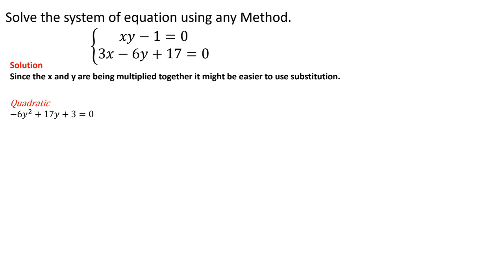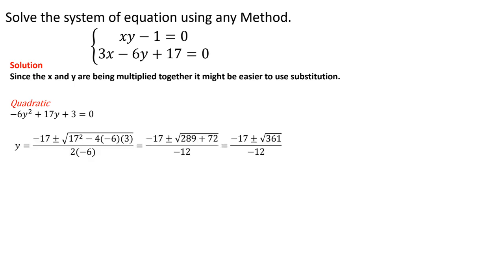Okay, so now we're going to solve for y, and we see that we have a quadratic again. So we have a negative 6y squared plus 17y plus 3 is equal to 0. Again, let's go ahead and use our quadratic equation to solve for that y variable. And we see that we have two solutions again, when we are adding the 19 and when we're subtracting the 19, from the square root of 361. Okay, so the square root of 361 is going to give me 19.